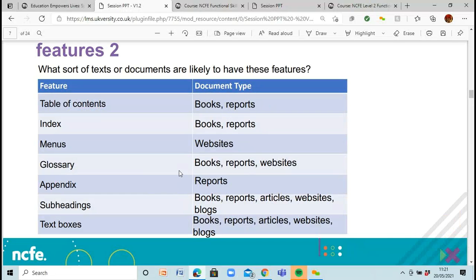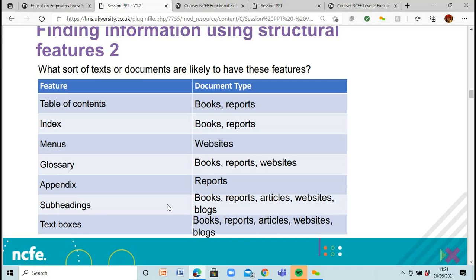Glossaries are in books, reports, and websites. Appendices are in reports. Subheadings are in a lot of things: books, reports, articles, websites, blogs, and they can even be in letters. Text boxes are in books, reports, articles, websites, and blogs.